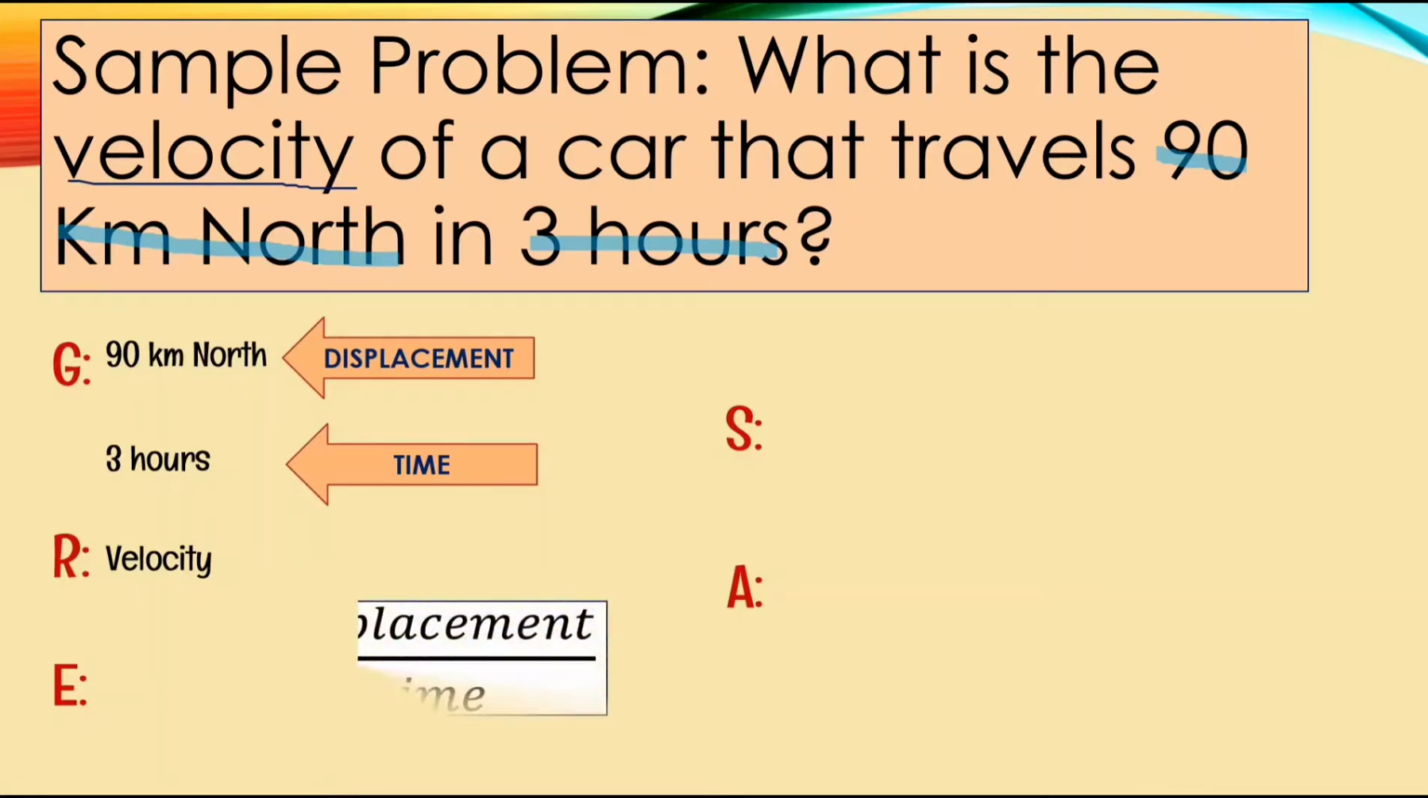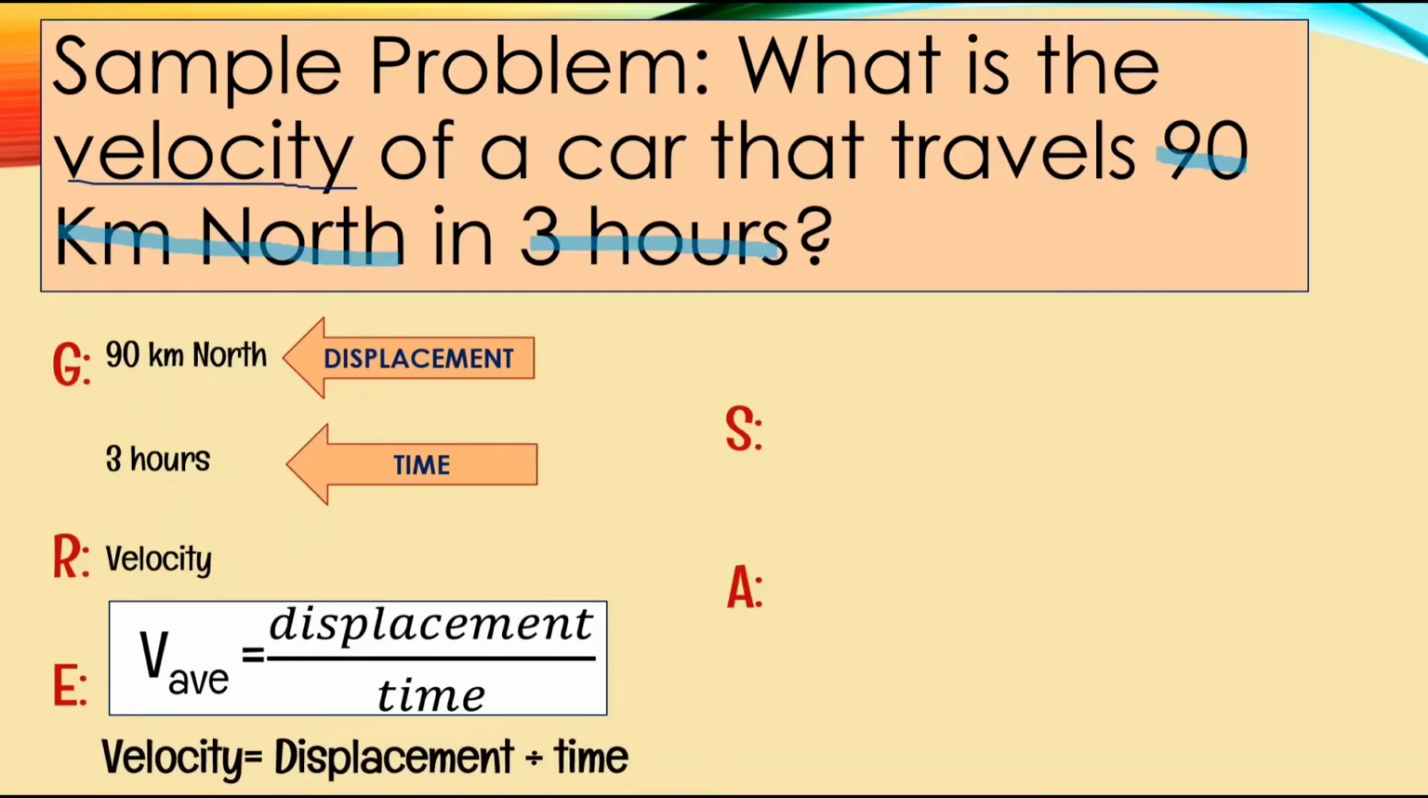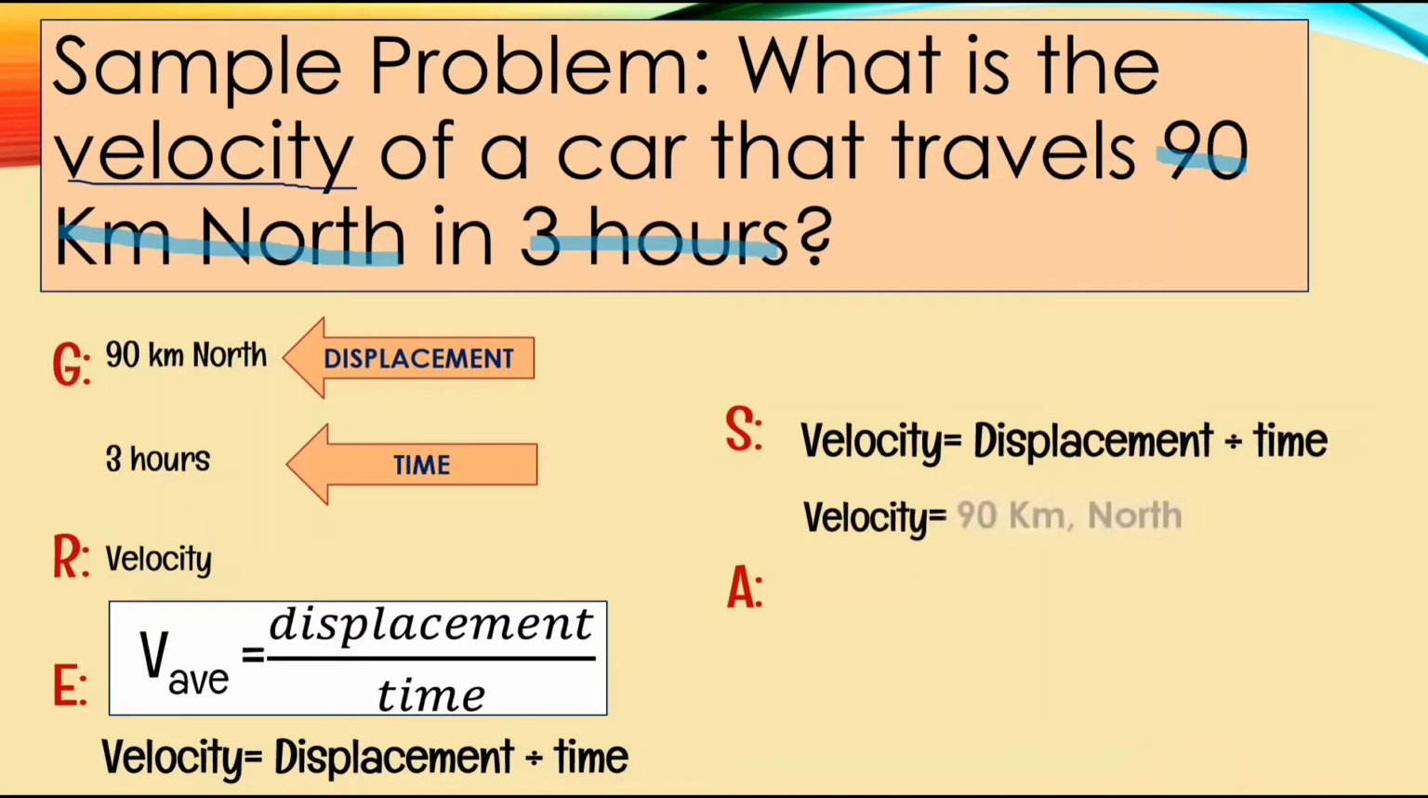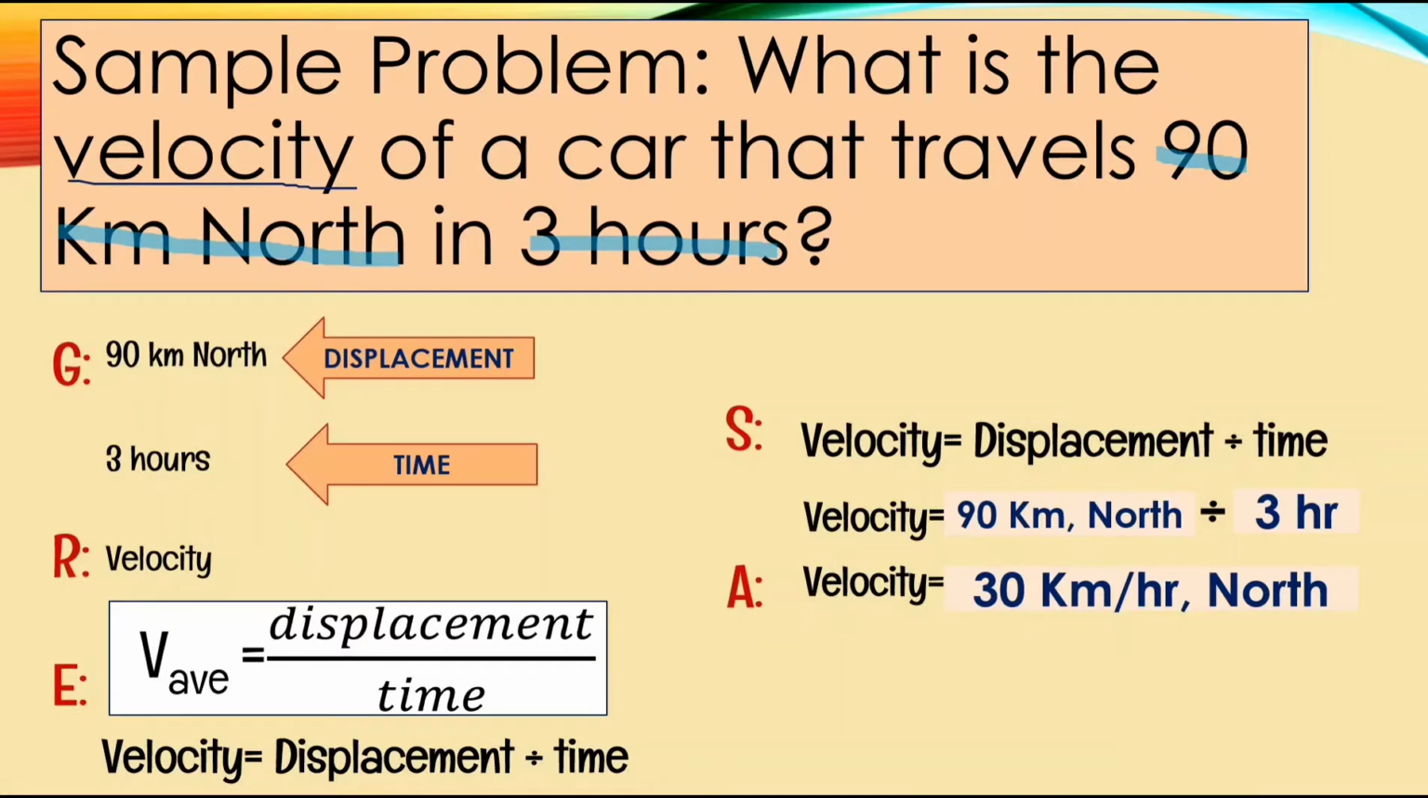For the equation or formula, it should be velocity equals displacement over time, or velocity equals displacement divided by time. At ang solution, velocity equals ang displacement natin, which is 90 kilometers north, divided by 3 hours na time. So, 90 kilometers north divided by 3 hours equals 30 kilometers per hour north. Box the final answer, and this will be the answer for this problem.